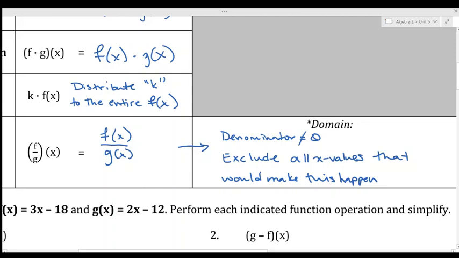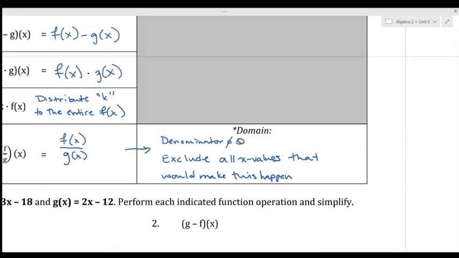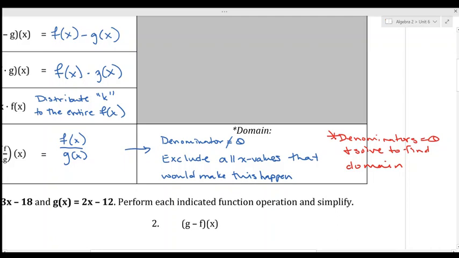So, like I said, you're going to set your denominators equal to 0. We're going to write a little love note. So you set denominators equal to 0 and solve to find domain. Okay? All right, so that's our little love note for today. First one. We'll see if there's more.